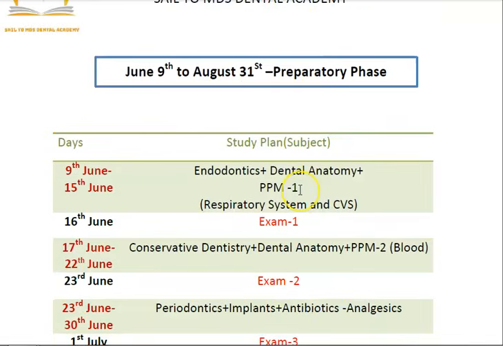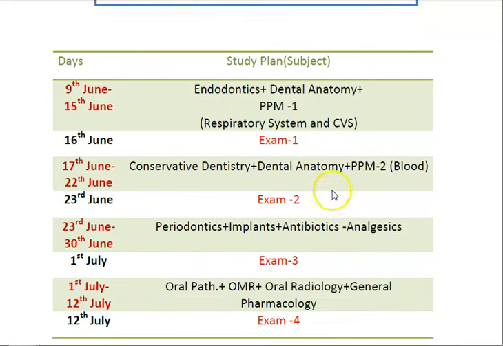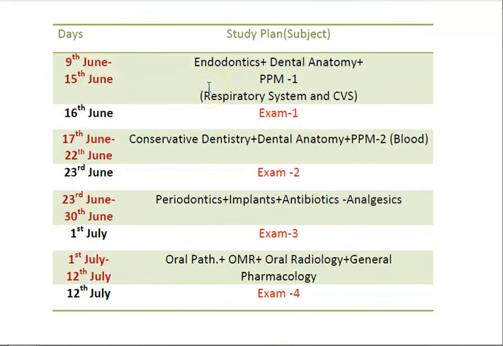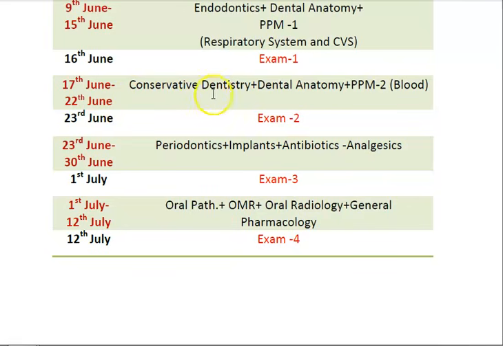So you can see we have first the preparatory phase, as you can check on the screen. From 9 to 15 June you have to study 3 important things: a big subject, endodontics, then one small subject, dental anatomy, and one PPM topic, the respiratory and cardiovascular system. Then we are going to add one more extra paper on 16 June that you have to give. Then 17 to 22 we have conservative, anatomy, and then blood.